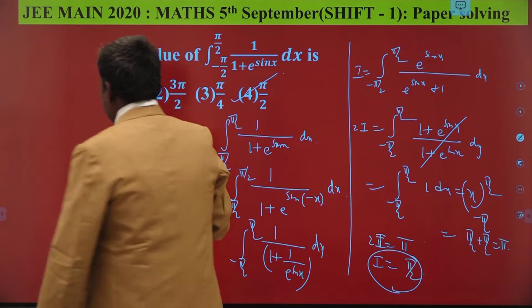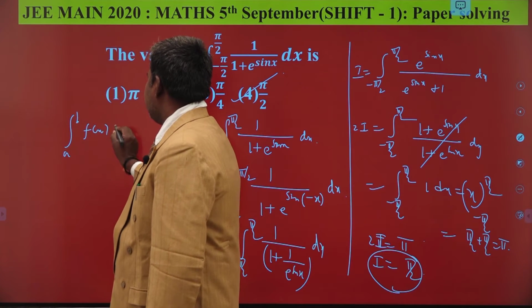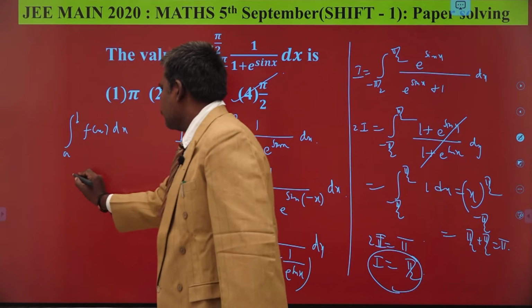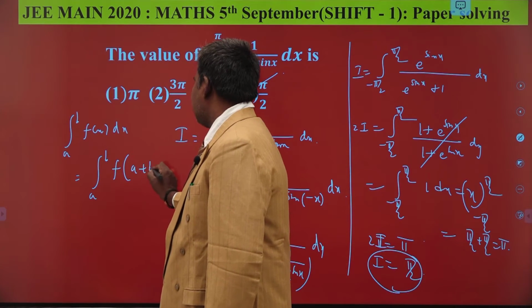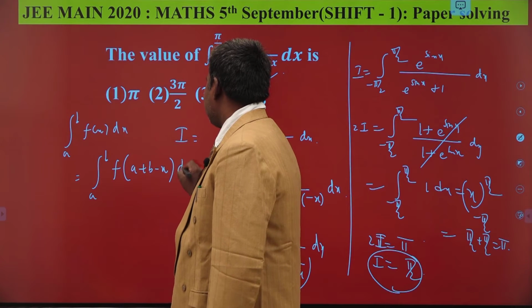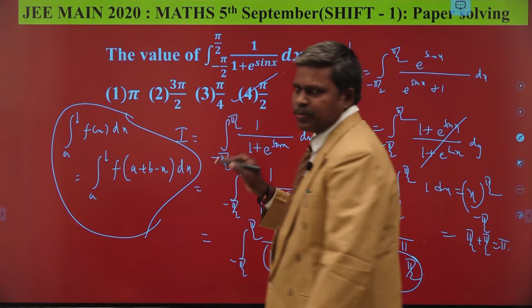We are using the formula here. Integral a to b f of x dx is equal to integral a to b f of a plus b minus x dx. Once you get this thought, it is very easy to solve this problem.